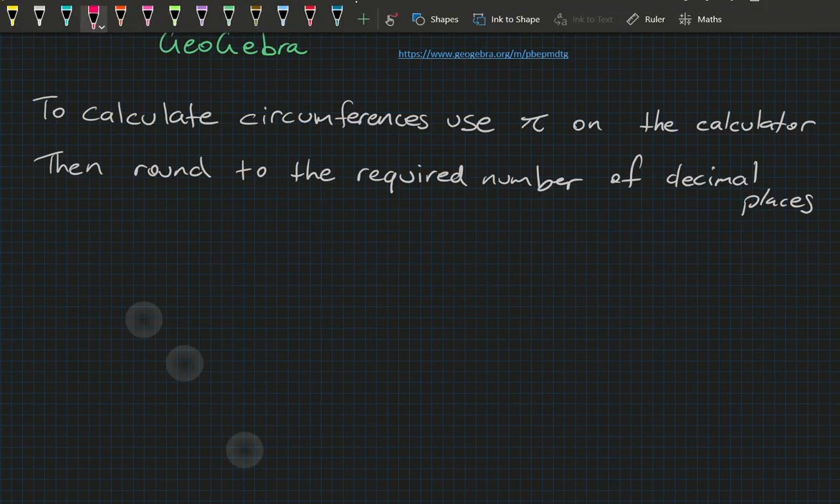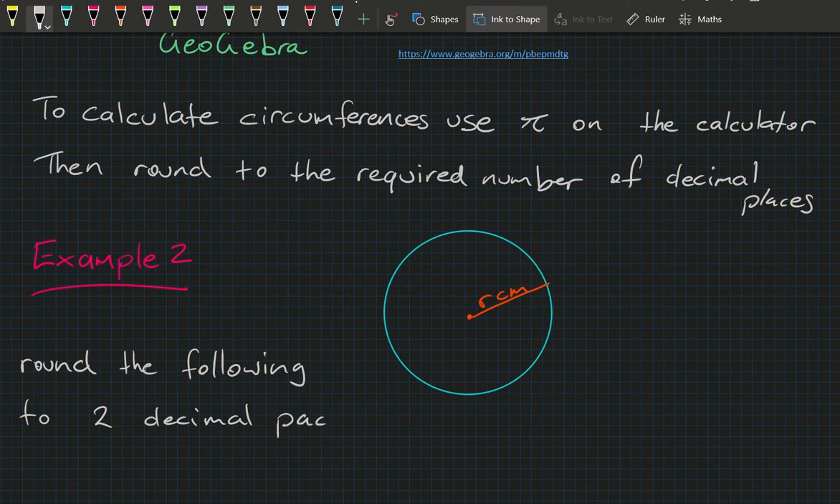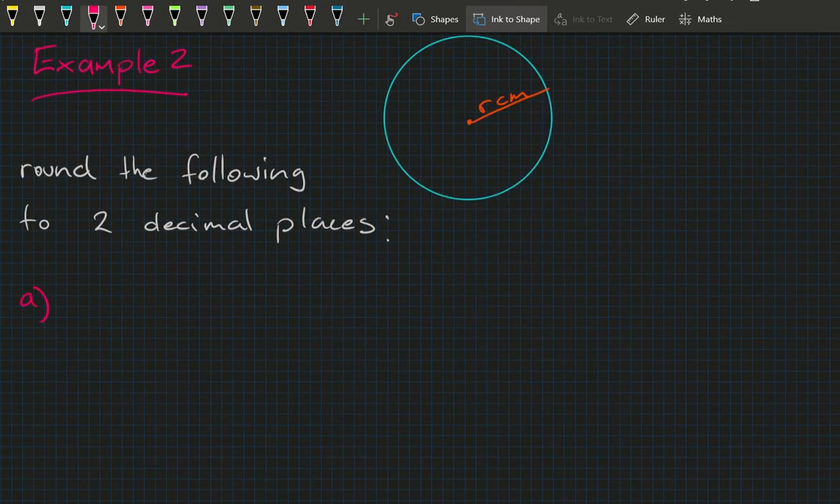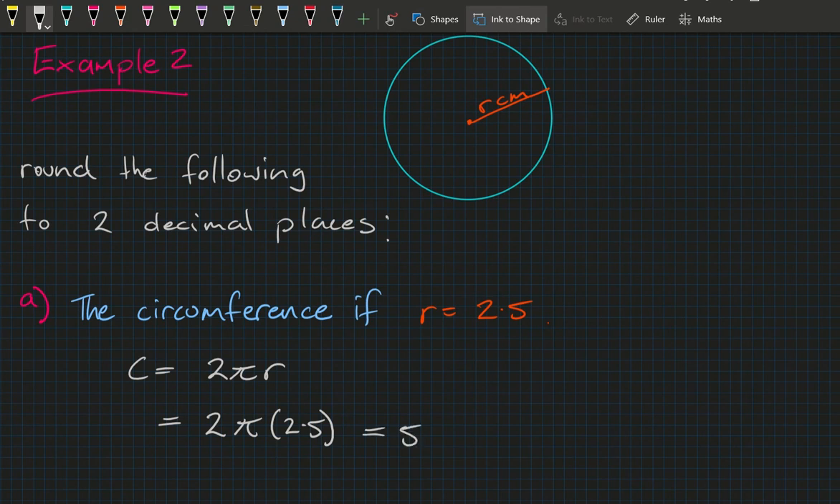Okay, let's use all this in example 2, where we have a circle with a radius of r centimeters. And for example 2, we have to round the following questions to 2 decimal places. So in part A, we need to figure out the circumference if r is equal to 2.5. So because the circumference is equal to 2 pi r, we can just sub in those numbers. So 2 pi times 2.5. And before we use the calculator, let's just do the 2 times 2.5. So we end up with 5 times pi.